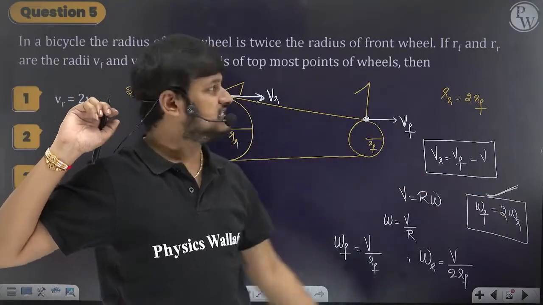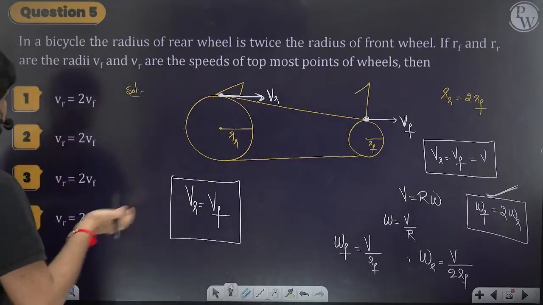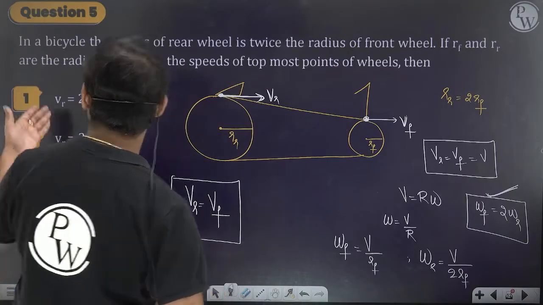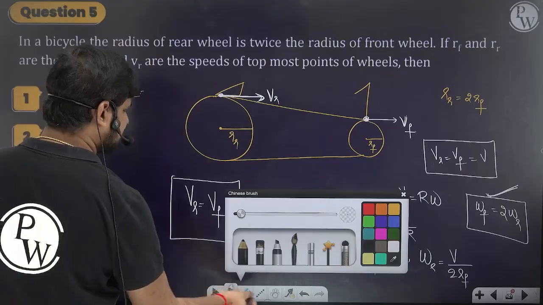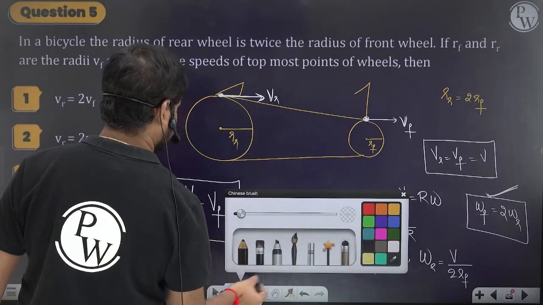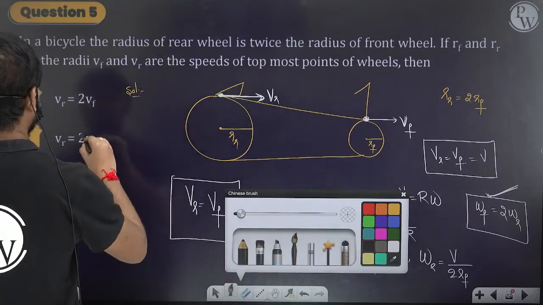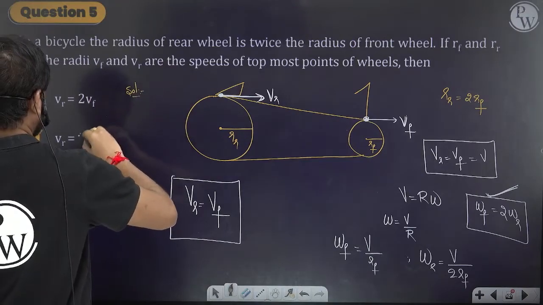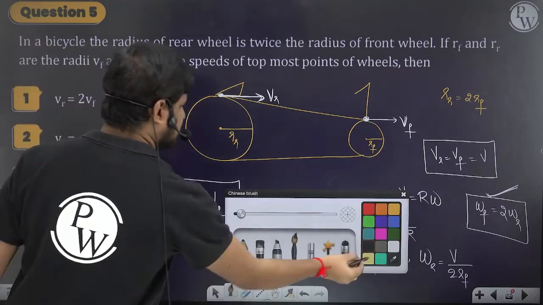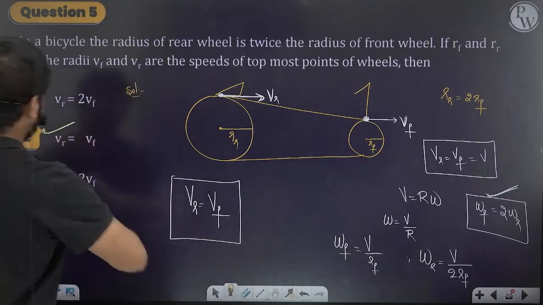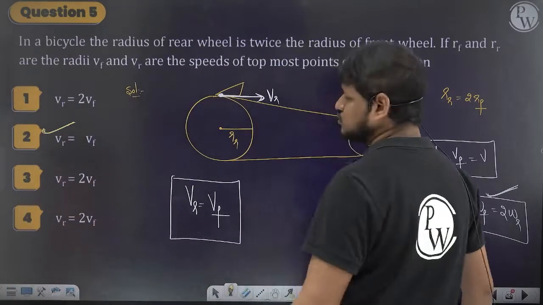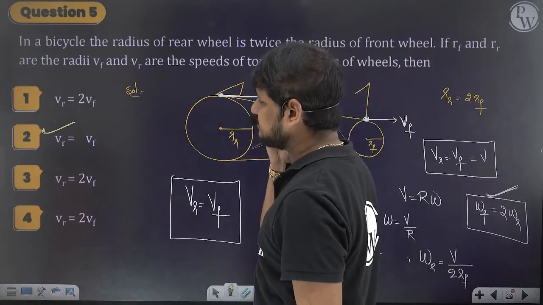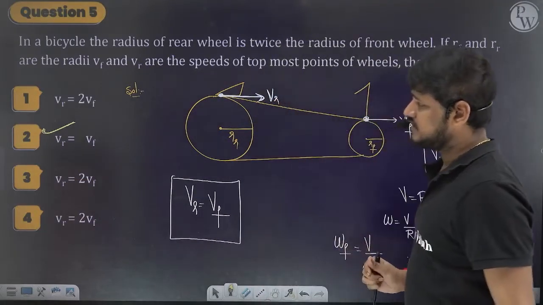Understood? Clear, guys? To confuse you guys, they gave this question. Here all the options are given the same. It is a printing mistake, so consider option 2, or any option you can take. But change the options, guys. By mistake they printed all the options the same.